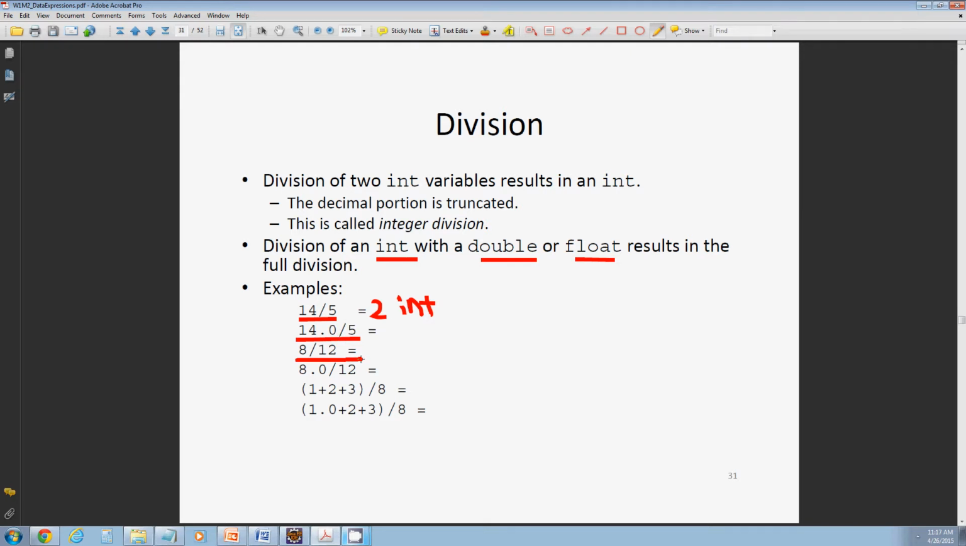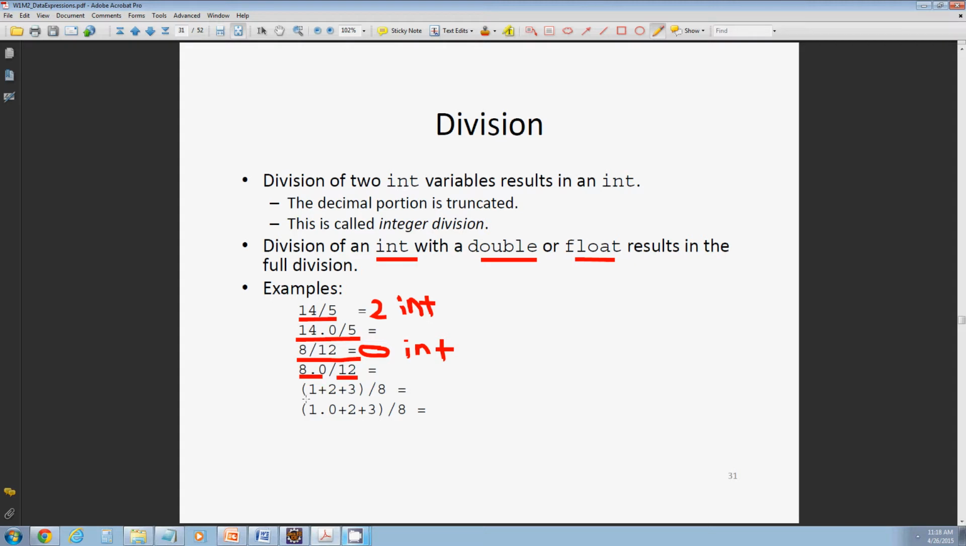If we have 8 divided by 12, again, 8 is an integer and 12 is an integer. So this is going to perform integer division. The result is 0.66667. But because we truncate, the result of this expression is going to be 0, and that's going to be an int. If, again, we change one or both of these operands to double, this will perform the full normal division.